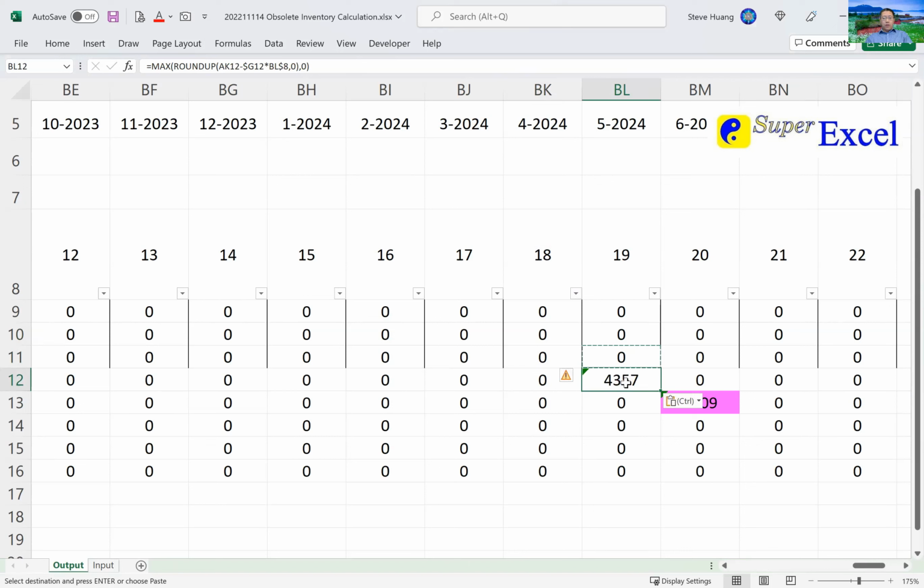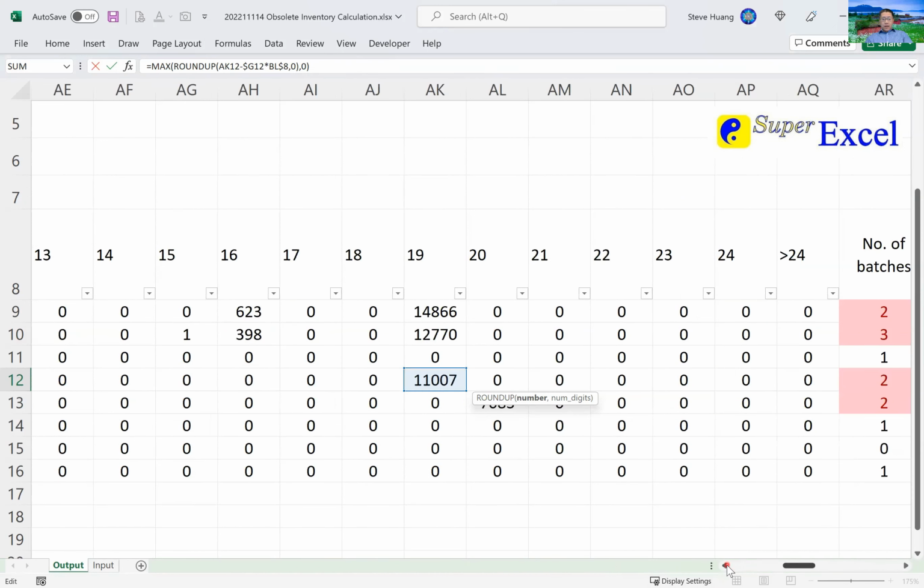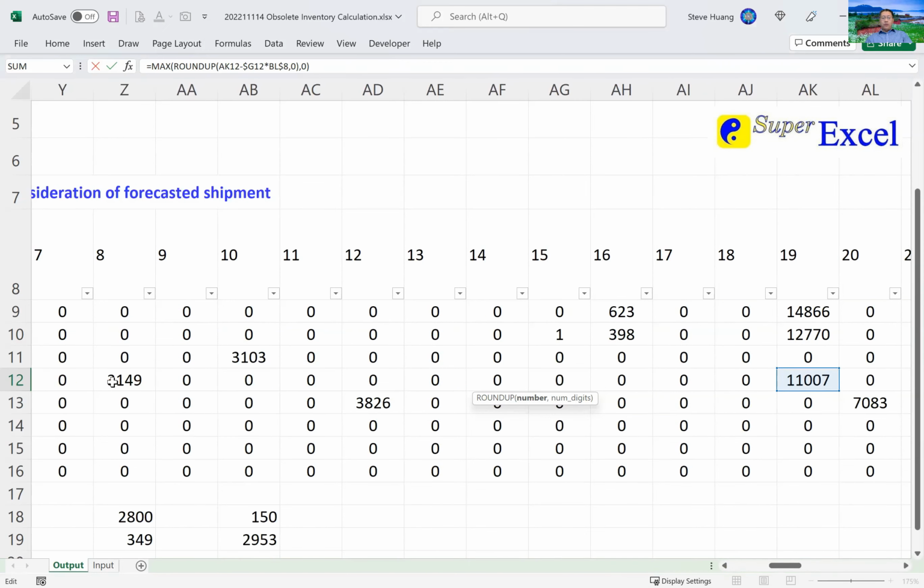We know this is not the right result because it considered only this one single month inventory in week 19, which is the AK12, which is 11,007 units. But we know before that, there are another 3,149 units of inventory that will be used in the first 8 months. Or may have some left over, or maybe there's not enough.